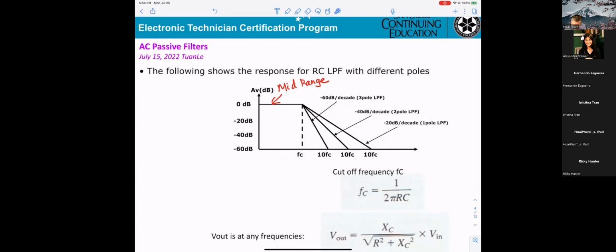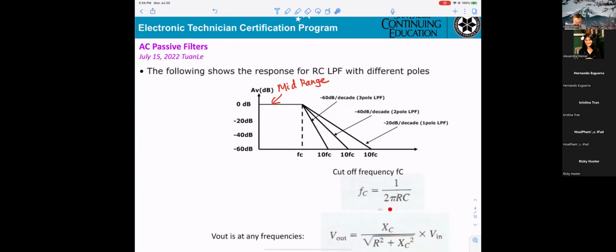What they want is, after the cutoff, they don't want any signal, okay? So for the display here, the back will be 60 dB. That means they can try to cut off the output as much as they can. That takes longer, okay?